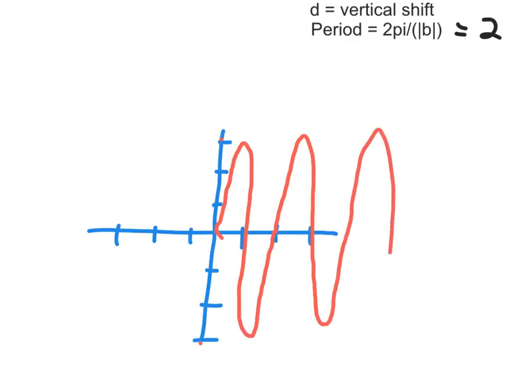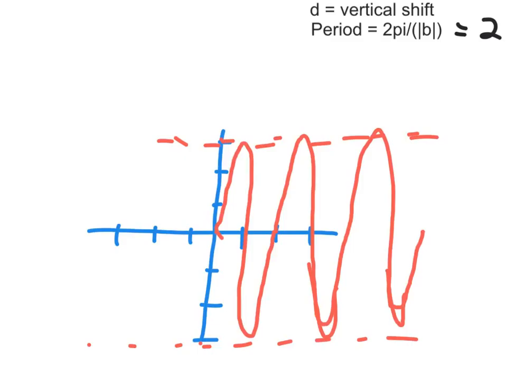Now if we're going to go another period, this needs to be at 6, and that's supposed to go down to negative 3. I'm terrible at drawing. I think you get the idea. I'm cutting it off; it's supposed to be cut off at positive 3 and at negative 3, because that's how high or how low we go.